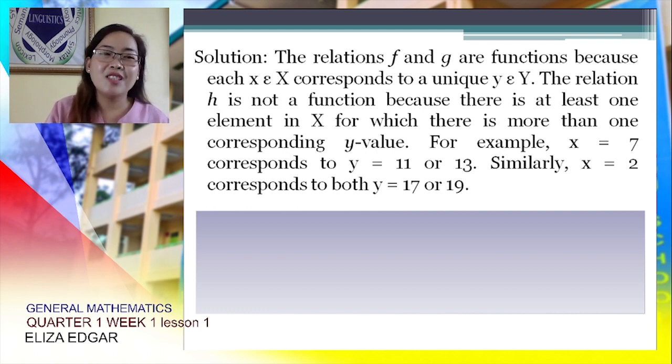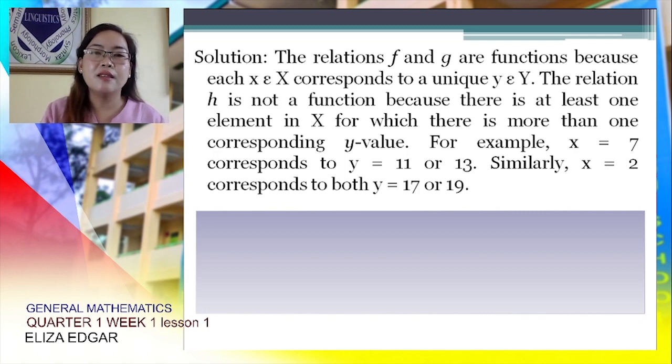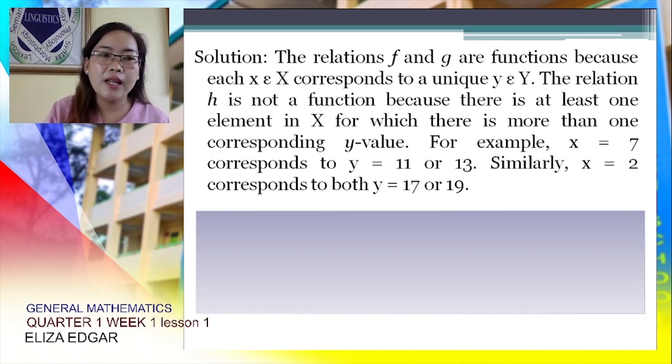The relation h is not a function because there is at least one element in x for which there is more than one corresponding y value. For example, x equals 7 corresponds to y equals 11 or 13. Similarly, x equals 2 corresponds to both y equals 17 or 19.